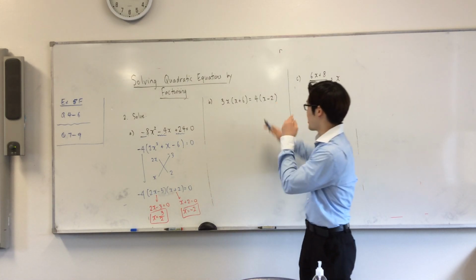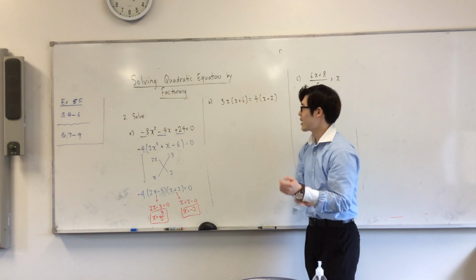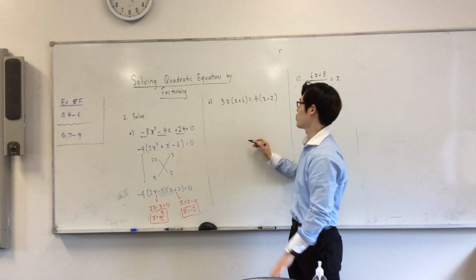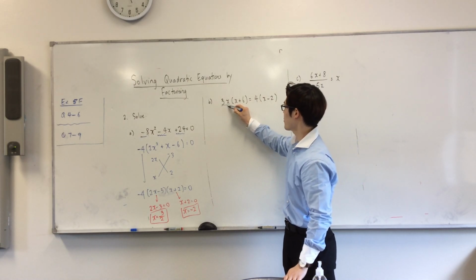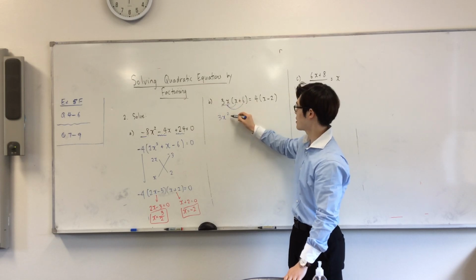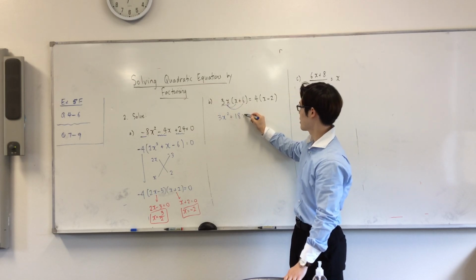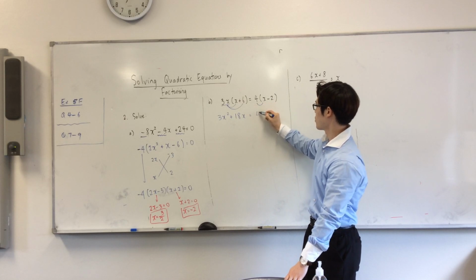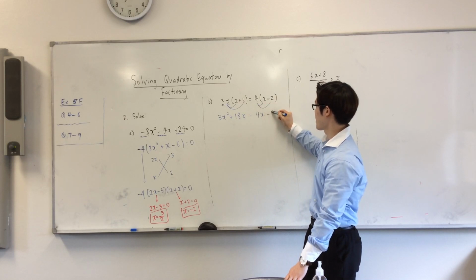Let's do the same thing with this one. It just looks harder, but it's not. It's just a bit more work by expanding everything out. So expand everything out. So that's 3x squared, 3 times 6 is plus 18x equals 4x minus 8.